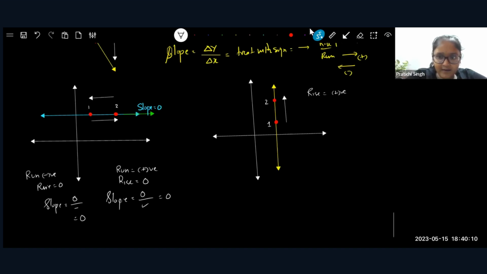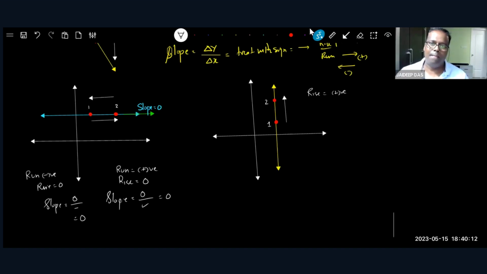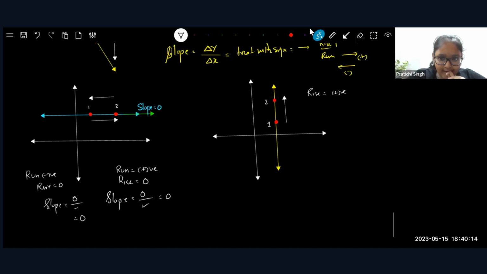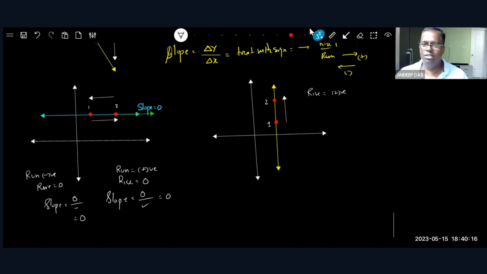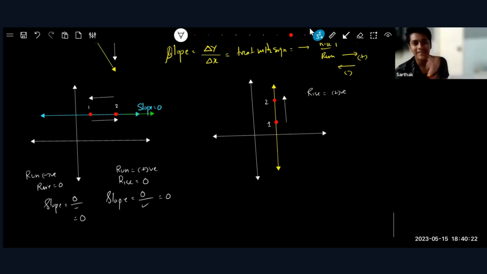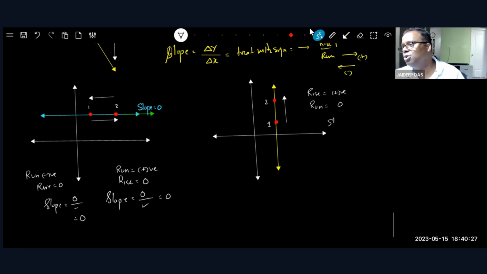राइज पॉजिटिव हुआ. रन क्या करोगे? Run negative हो जाएगा. एक नेगेटिव करोगे तो लाइन से बाहर गिर जाओगे. तो लाइन ही में रहना है. 2 पॉइंट. हाँ बोलो सार्थक. रन क्या है? रन 0 है. कोई रन ही नहीं है. रन 0. तो स्लोप क्या हो गया?